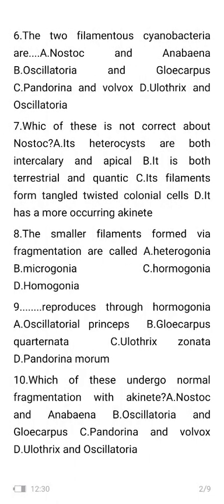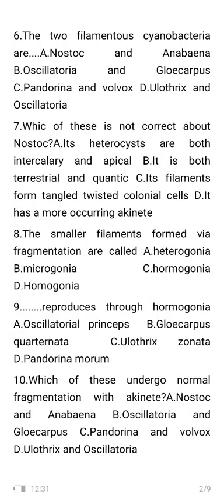Now let's look at question number 6. The 2 filamentous cyanobacteria are A. Nostoc and Anabaena, B. Oscillatoria and Gloeocapsa, C. Pandorina and Volvox, D. Ulothrix and Oscillatoria. Please, the 2 filamentous cyanobacteria are the Nostoc species and the Anabaena species. Both of them are called filamentous bacteria.